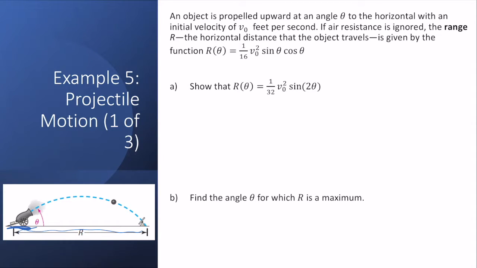And I want to show that this is equivalent to this. So if I take 1/16 v sub 0 squared sine theta cosine theta, and I manage to pull out another factor of 2, right? Then I could put a 2 here. So that would give me 1.